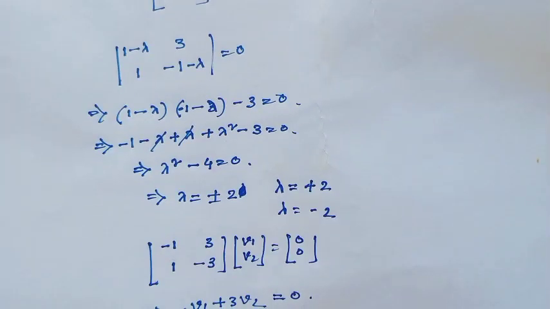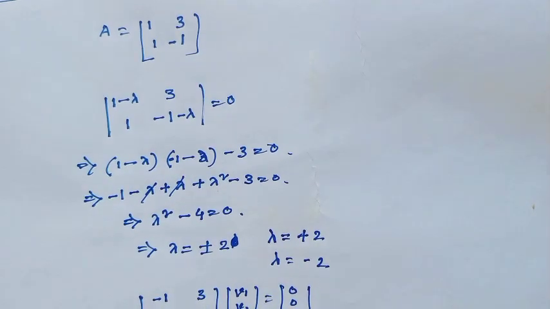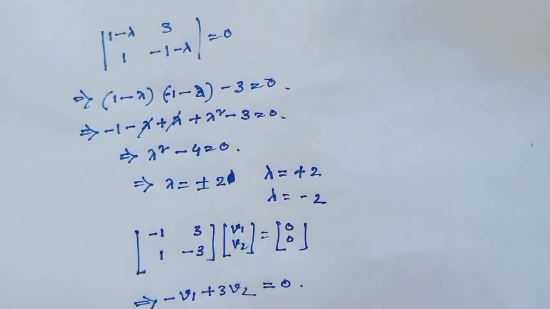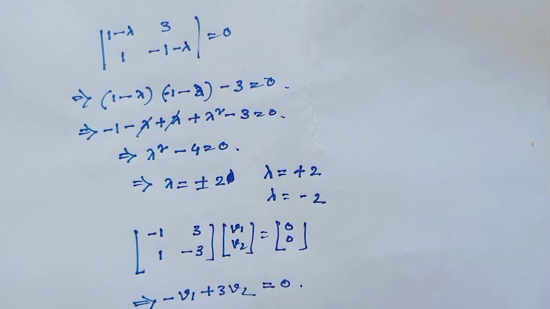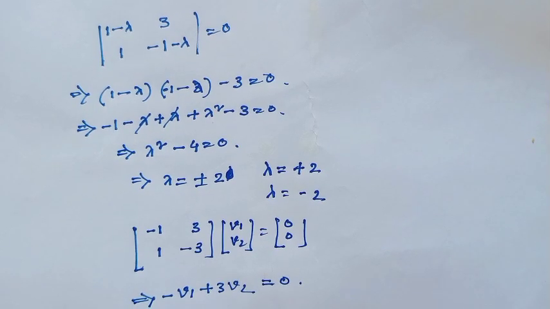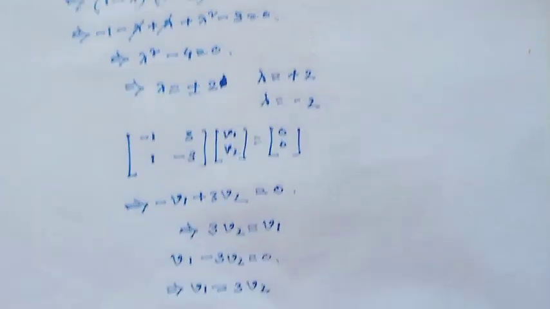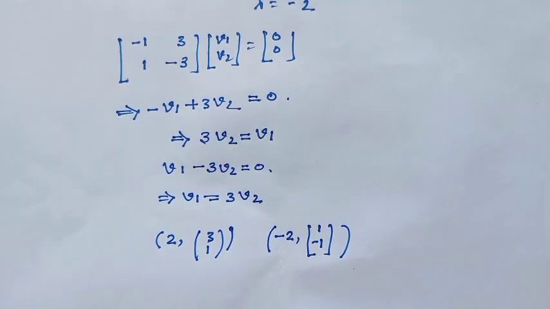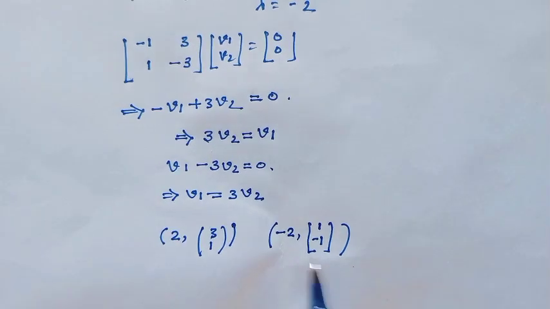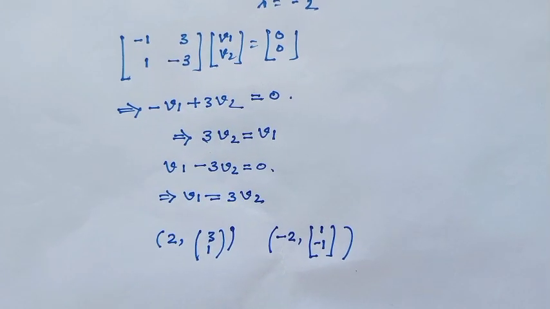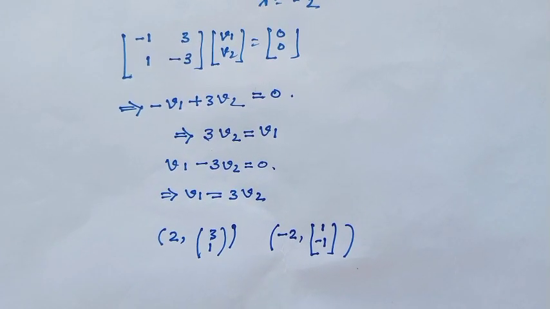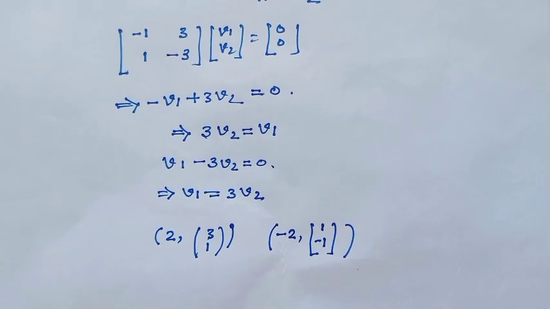Obviously, the eigenvalues of this matrix are plus 2 and minus 2. Just calculate it yourself. With respect to eigenvalue plus 2, the eigenvector would be (3, 1). And with respect to the eigenvalue minus 2, the eigenvector would be (1, minus 1). So, the solution would be of such type.